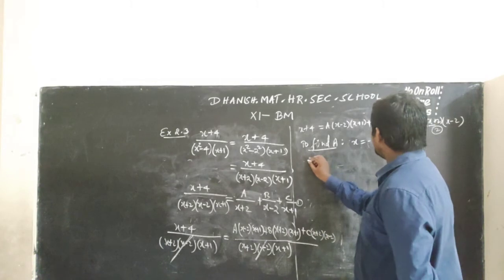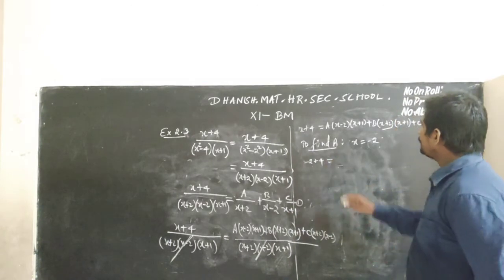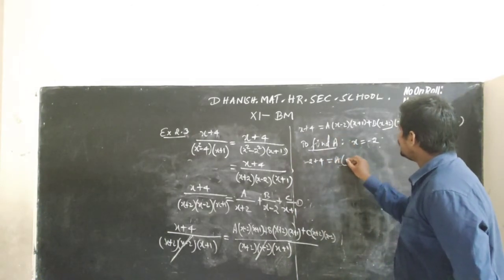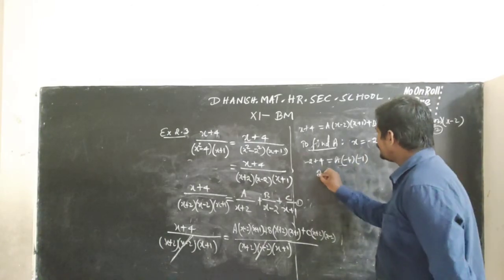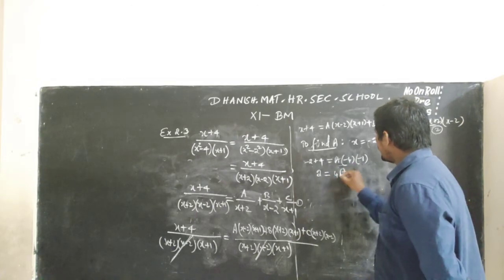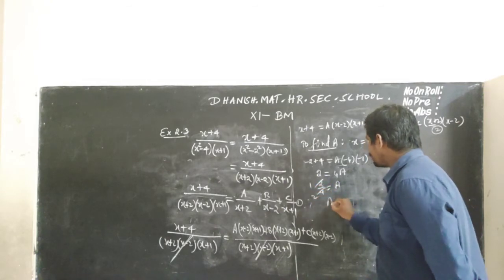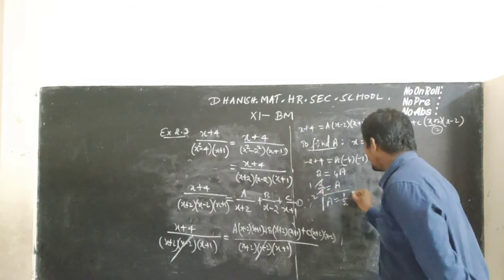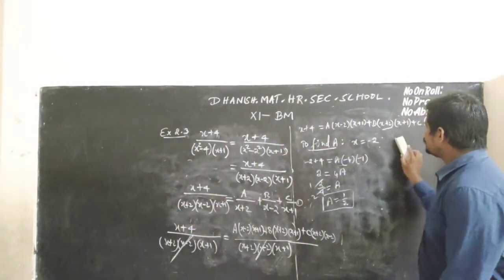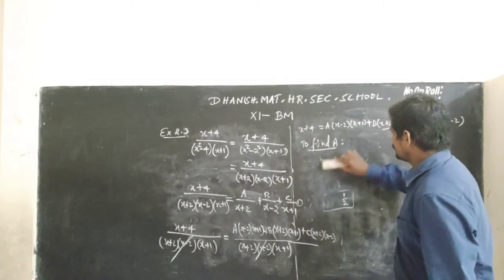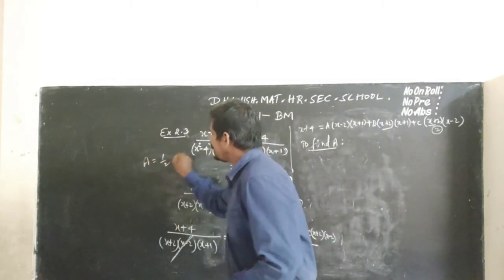So the equation 2 becomes minus 2 plus 4 equal to a into minus 4 into minus 1. Now 2 equal to 4a. So 2 by 4 equal to a. So a equal to 1 by 2. Got a value. Our a is 1 by 2.